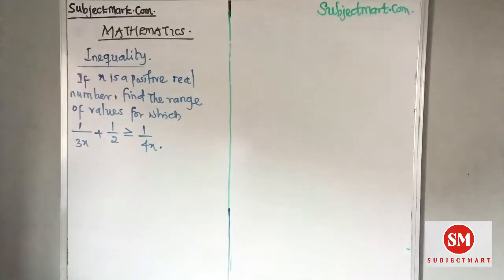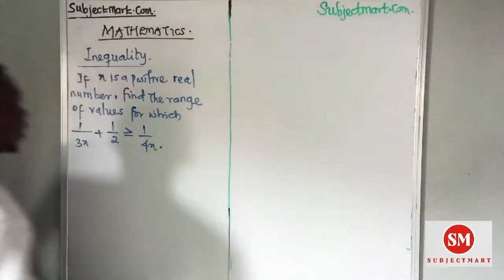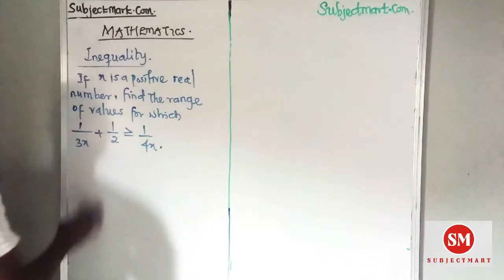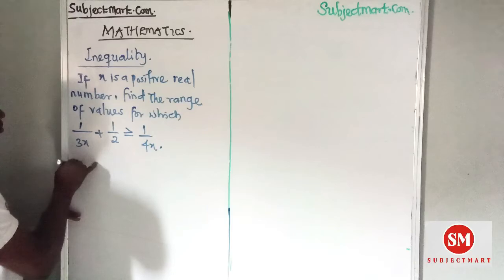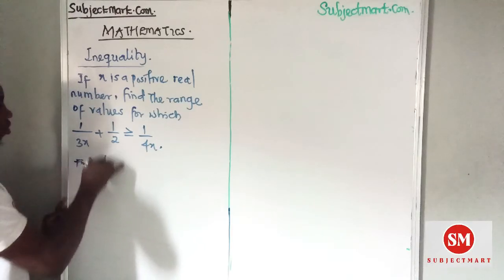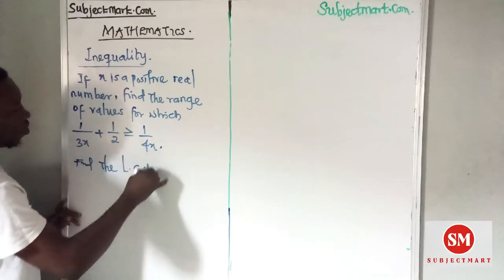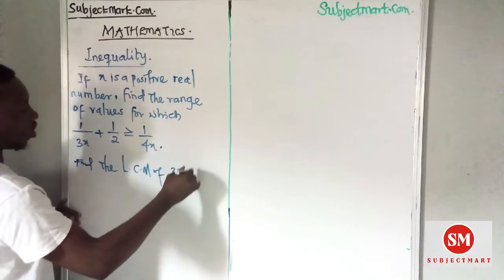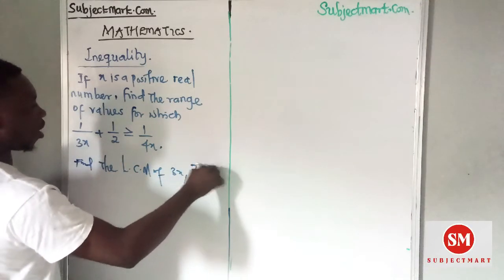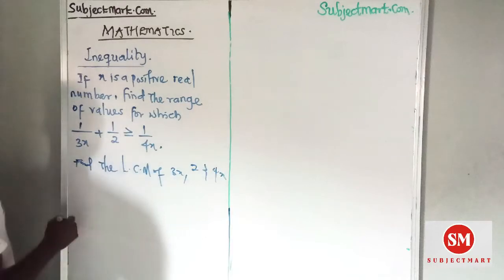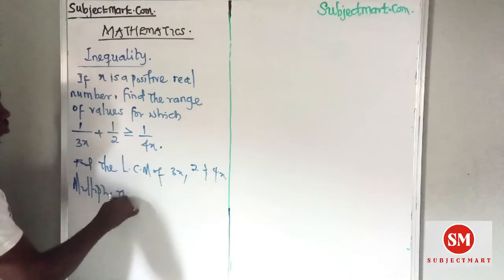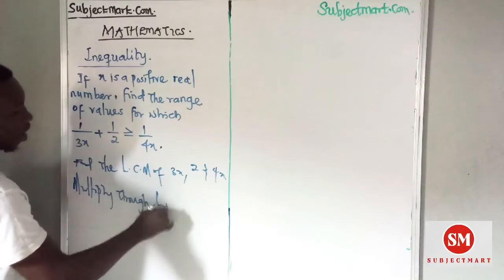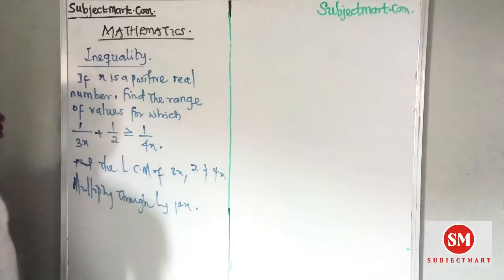Now, if x is a positive real number, find the range of values for which 1 over 3x plus 1 over 2 is greater than or equal to 1 over 4x. First and foremost, find the LCM of 3x, 2, and 4x. So the LCM is 12x. So multiply through by 12x, which is your LCM.